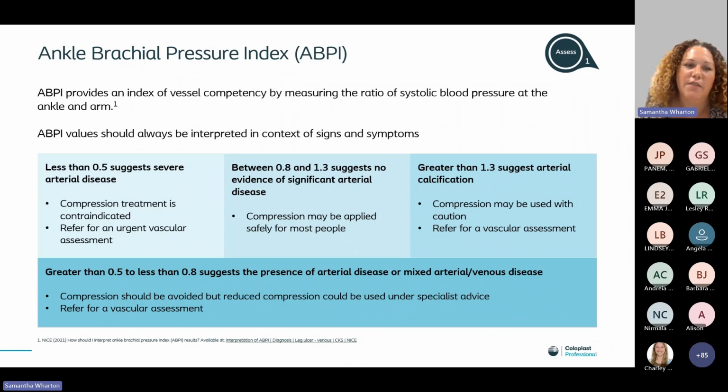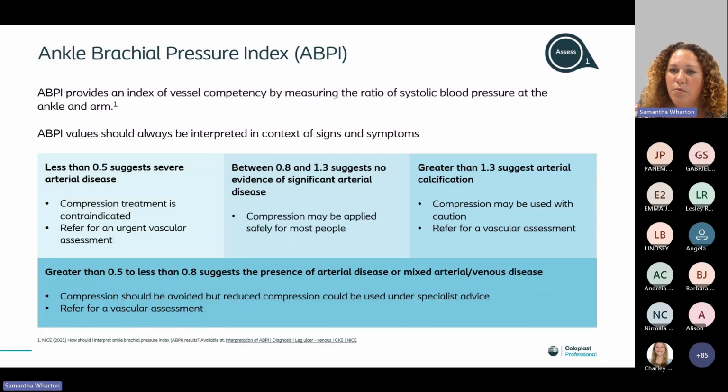So it's really important that if it's less than 0.5, it's suggesting there's arterial disease and you need that vascular assessment. If it's between 0.8 and 1.3, suggests that there's no evidence of significant arterial disease, and you need to be applying that strong compression of 40 millimeters of mercury, because that's the therapeutic level that you need to get to. That 20 millimeters of mercury is just that first aid. It's not for them to stay in all the time. It's just for that first initial assessment.